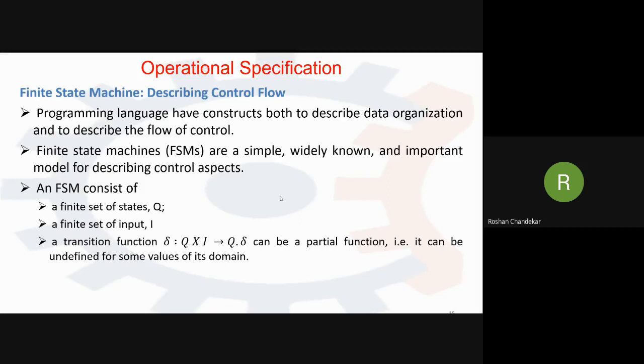Then there is a finite set of inputs, which we can represent with I. Now there is a transition function, delta, which is a partial function. Delta means there is a partial change. So if there is a partial change in our state and our input, then we can have undefined values in its domain.